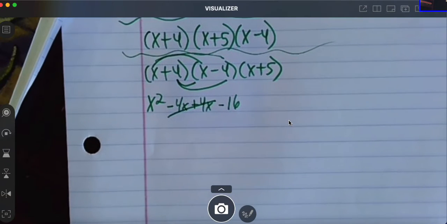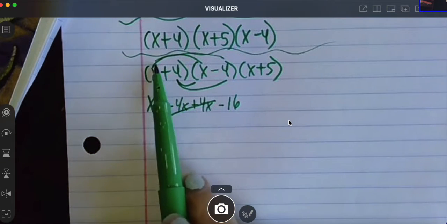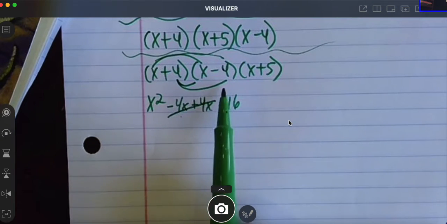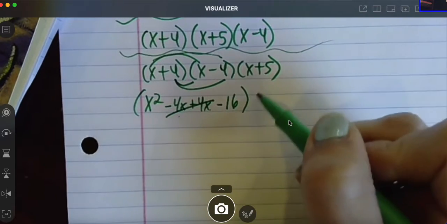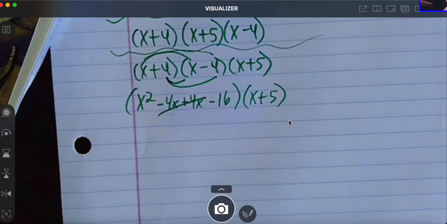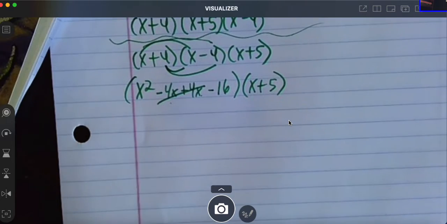Wait, I'm lost. Okay, I'll stop. I just did first, outer, inner, last. So you did 4 times x, which is 4x, and I did the negative 4 times x, and then I did 4 times x. And then I did my 4 times negative 4. Yeah. So I still have that times x plus 5. They might not cancel out on your quiz, though. Well, no, I'm going to change the answer choices. But so I might do another one in a second where they don't cancel out. But for some reason, this one, it did.